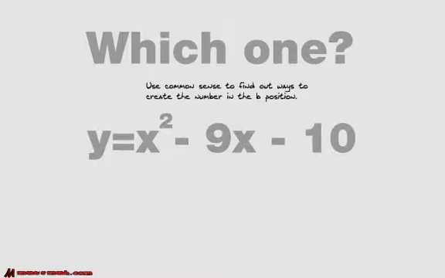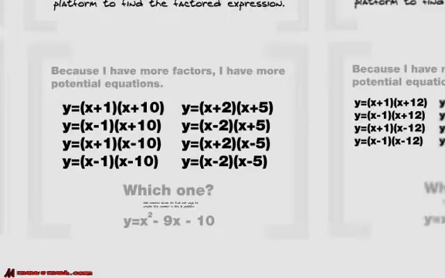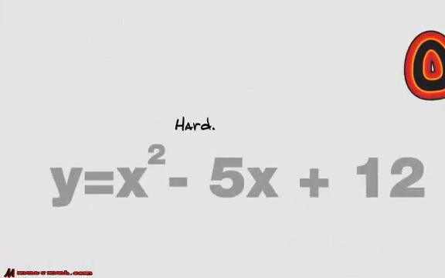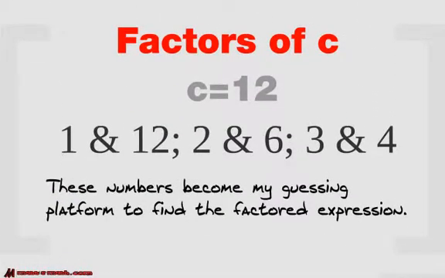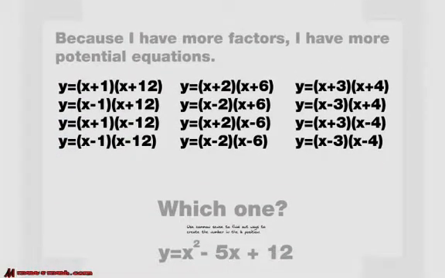So, again, use common sense to find out how to use those two numbers to create the number in the b position. All right, let's try a harder one. Let's do this one. X squared minus 5x plus 12. There's a lot of factors of that c there: 1 and 12, 2 and 6, 3 and 4. Now we've got to do a guessing game and put all those equations together. Again we have more and more factors because we had more and more factors of c. So now what do we have to do? We've got to combine this negative 2 and negative 6, or this negative 1 and 12, and come up with a negative 5. Are you able to do that?